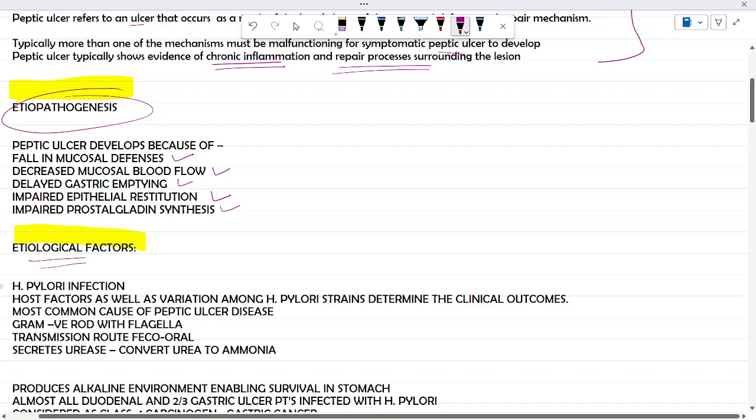Among etiological factors, mostly it is H. pylori infection, because the host factors as well as the variations among the H. pylori strains determine the clinical outcome. So this is one of the most common causes, H. pylori infection, a very common cause for the development of peptic ulcer.